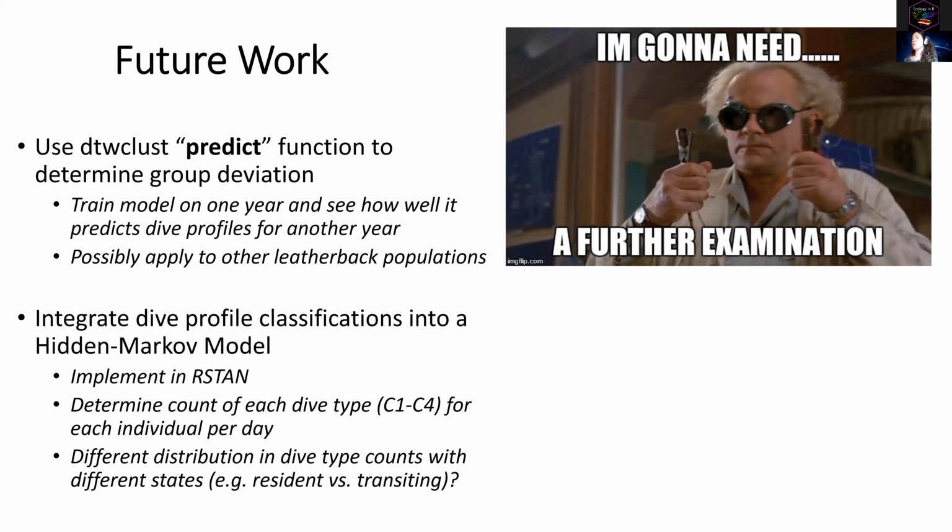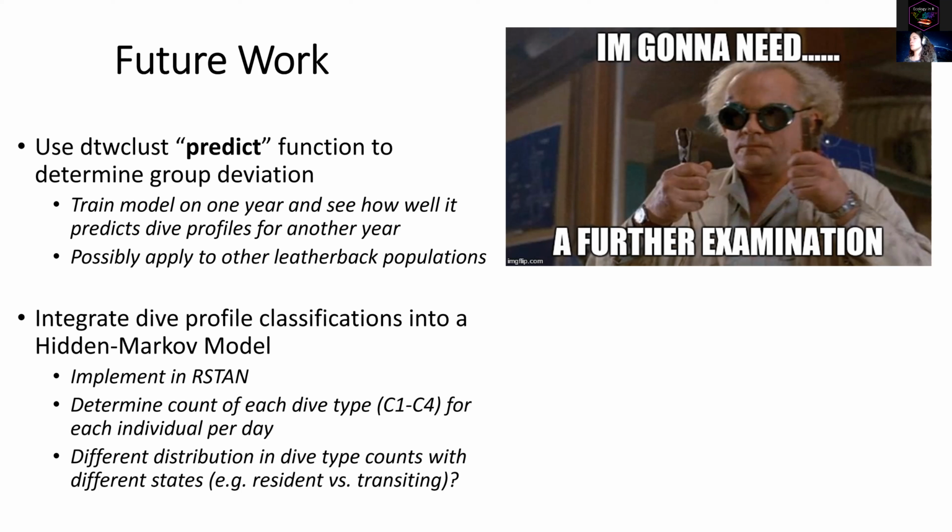So I do have some future work that I could do in applying dynamic time warp clustering. There is a predict function that comes with this. The predict function essentially allows you to train your model on part of your data, and then predict based on another grouping of data to see what the deviation is. So essentially, I could train my model on one particular year and identify the main centroids for that year. And then I could predict it on another year's data and see how well those dive profiles match.